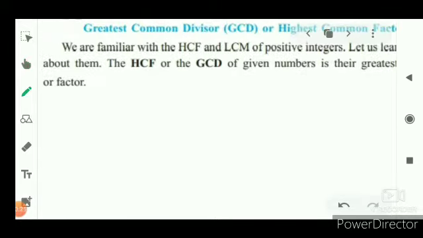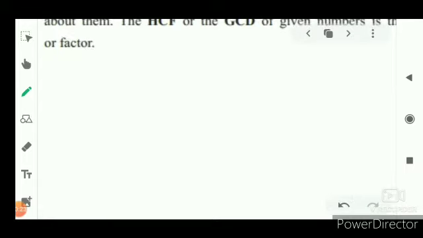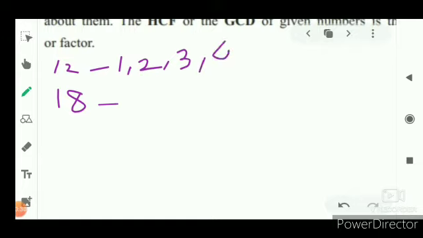Suppose two numbers, 12 and 18, are given to you. If we take the factors of 12, then the factors of 12 are: it is divisible by 1, it is divisible by 2 also, it is divisible by 3, it is divisible by 4, and it is divisible by 6.